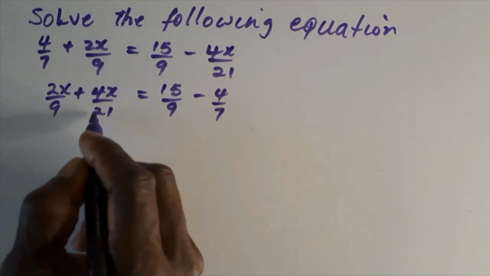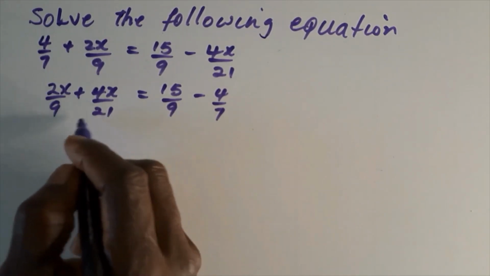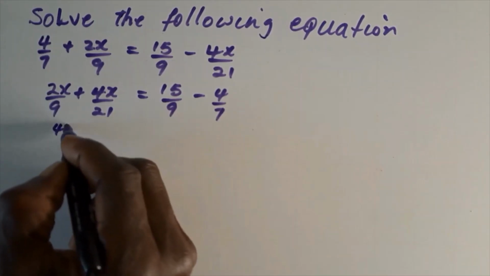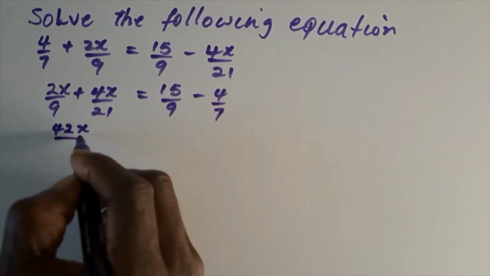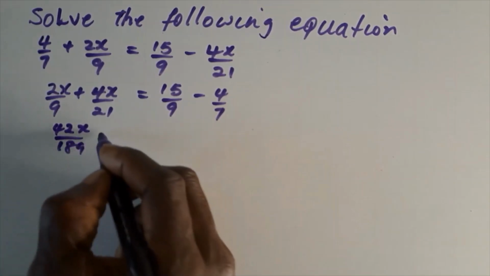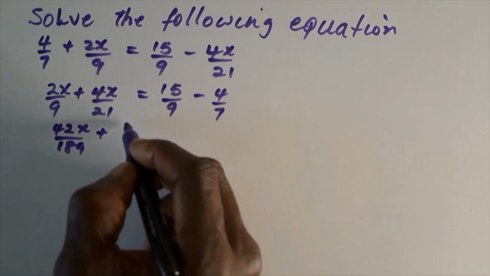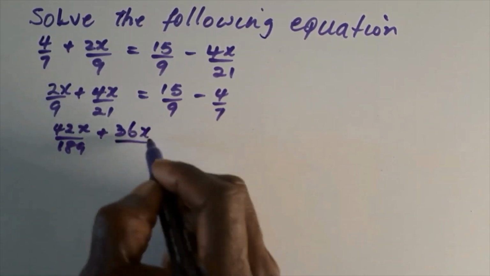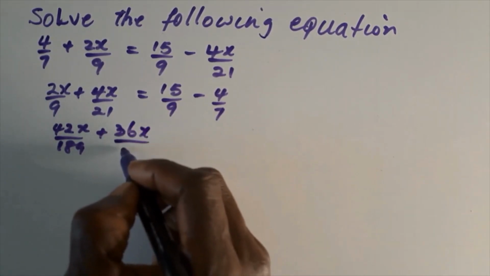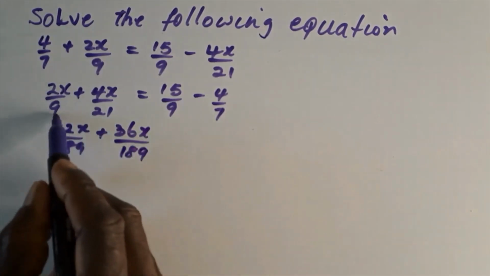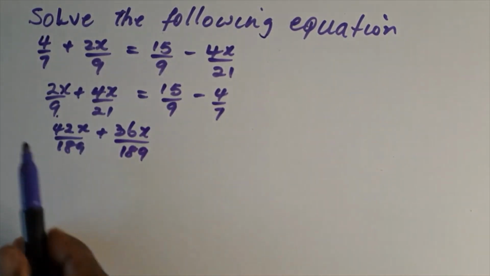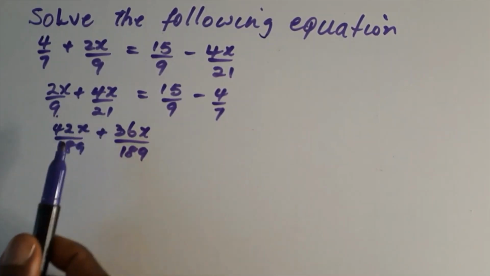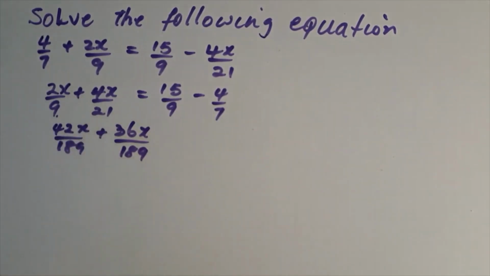We'll have a denominator of 189. Now this becomes 42x over 189, and 4x over 21 becomes 36x over 189. So it's 9 fours are 36, and we know our denominator is 189 because it's 9 times 21, and 21 times 1 is 42.